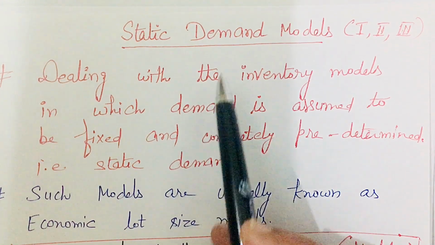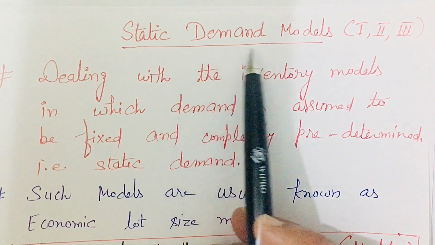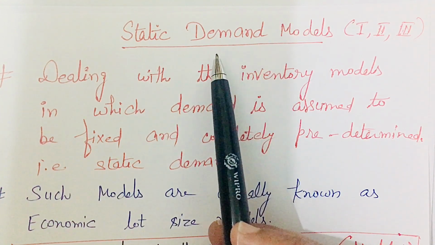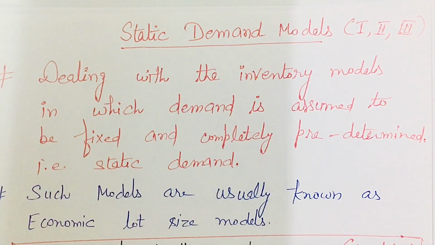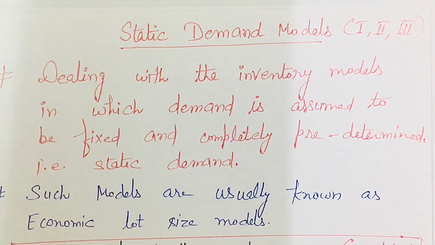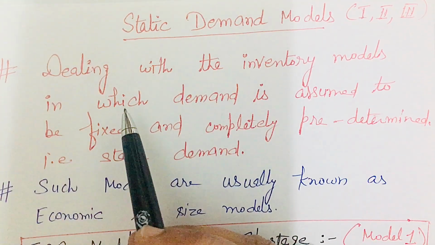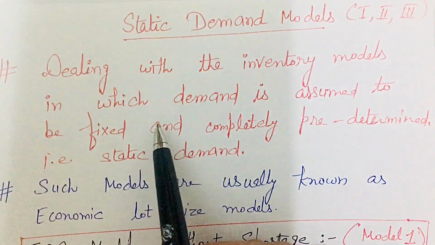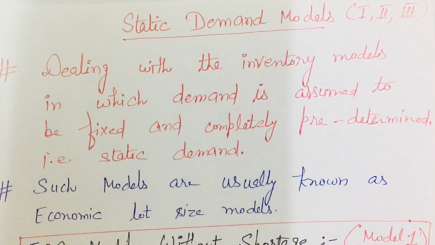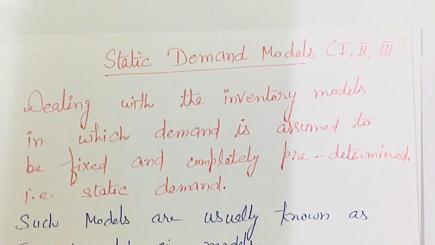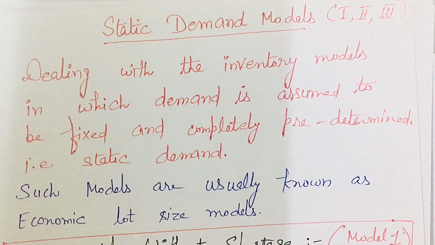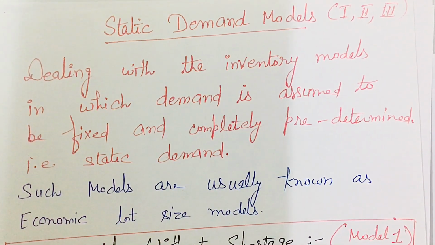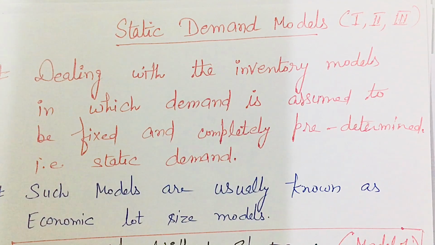In today's video, we will discuss static demand models. In the previous video, we studied inventory control, what inventory is, and the need to maintain inventory. We deal with inventory models in which demand is assumed to be fixed and completely predetermined. In the static demand models, demand is static, that is fixed. Such models are usually known as the economic lot size models.